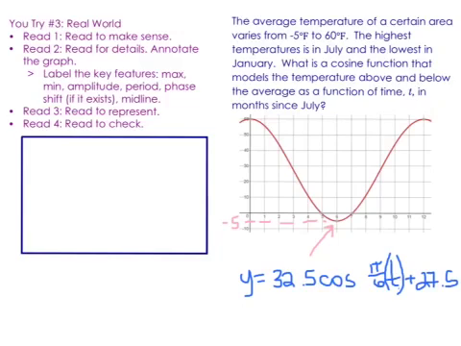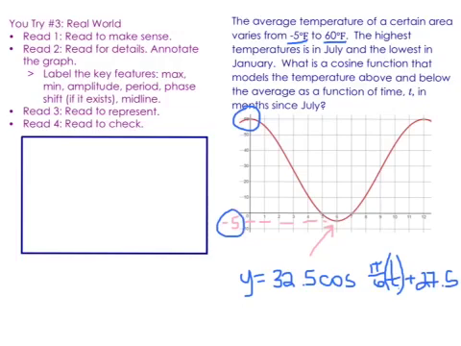So this problem says the average temperature of a certain area varies from -5 to 60 degrees Fahrenheit. The highest temperature is in July and the lowest is in January. What is a cosine function that models the temperature above and below the average as a function of time in months since July? All right, so we know it's going to be a cosine function. We also know, according to both the graph and the problem, we know our max and our minimum values. It tells us right here, and it shows us in our graph, right? When we talked about this one before.